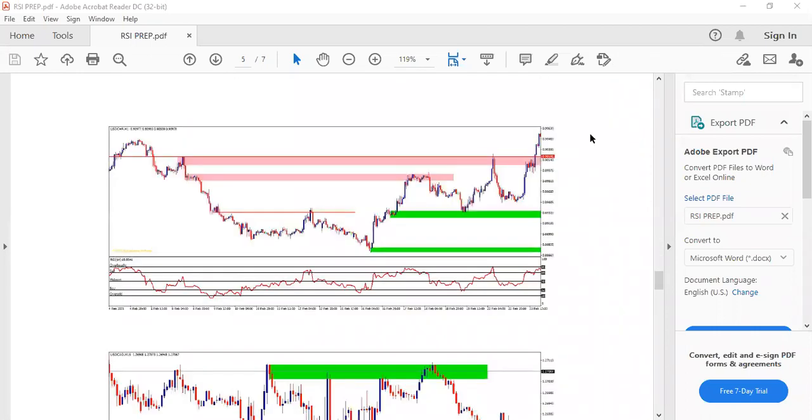You can also see here, this is USD CHF. You can see here, this is our area of supply. So we look for price to sell when price comes to this point, and it sold. This one here also is our area of supply, and it sold till there.